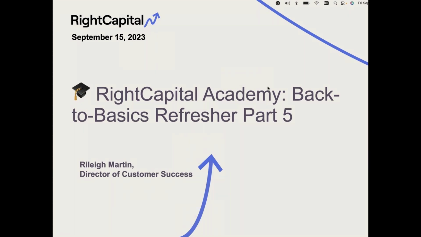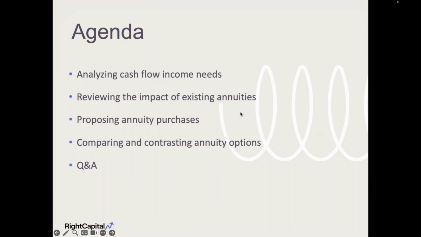So on today's agenda, we will be reviewing our cash flow income needs, analyzing that in the cash flows. We'll be reviewing the impact of existing annuities. We'll go over proposing annuity purchases. And then a fan favorite is comparing and contrasting those annuity options. And as always, we will have a live Q&A at the very end.